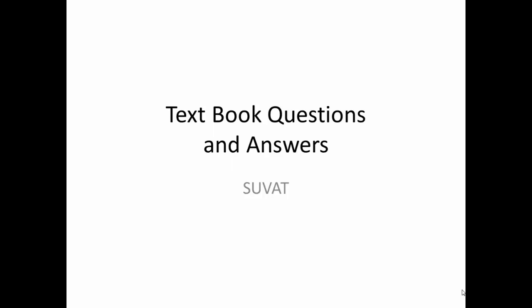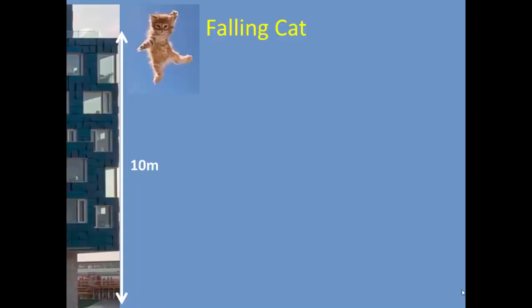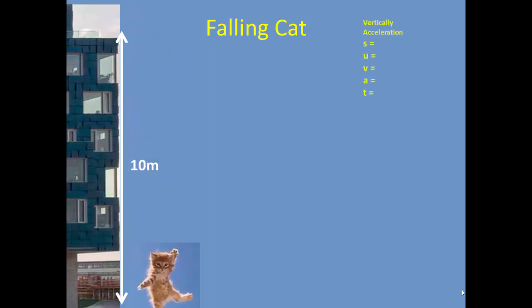We have to look at some textbook style questions and their answers about suvat equations. Now, some nasty students at this particular school decided to throw this cat off the top of the building. The building is around 10 meters high and the cat falls down. The poor cat. We can find out what the suvat values are.